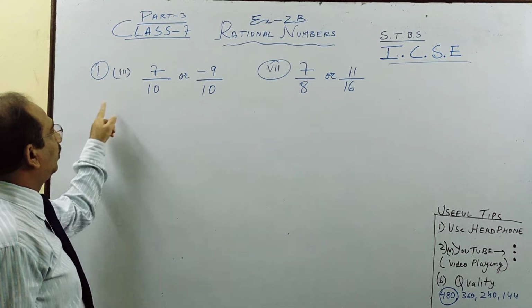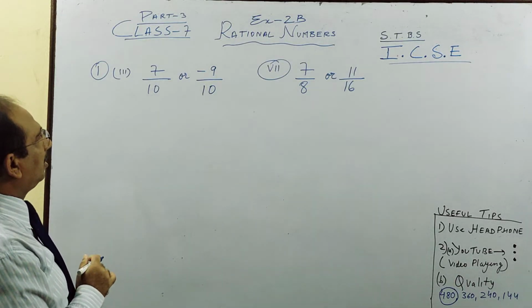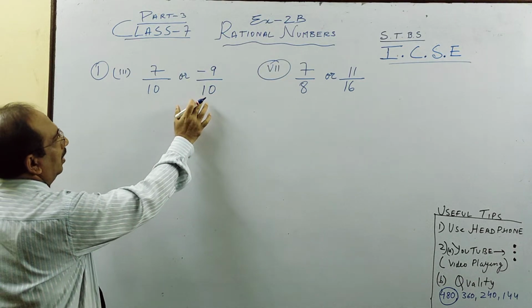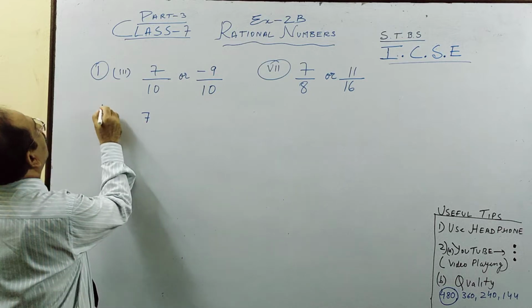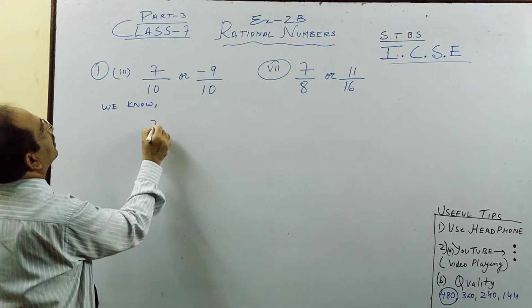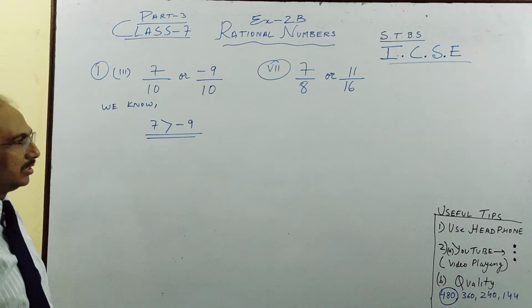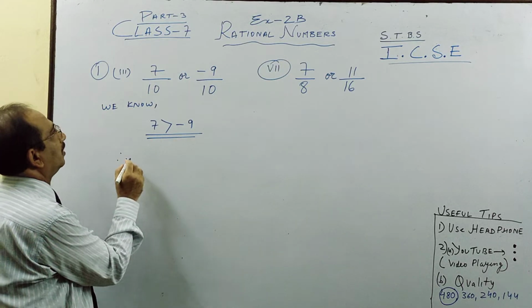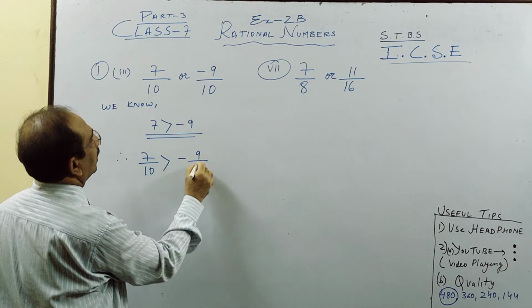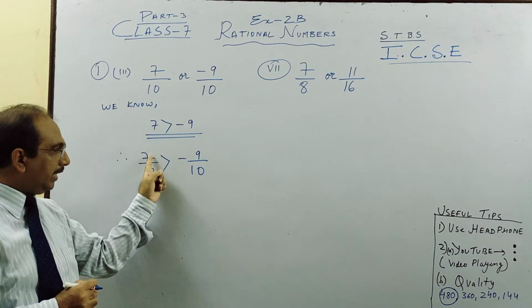Next we go to question 1 part 3. Which is greater? You will see both denominators are positive and they are equal. So the denominators are equal and positive. So we know that 7 is greater than -9. Therefore 7 by 10 is greater than -9 by 10. So with equal positive denominators, the greater the numerator, the greater is the fraction.